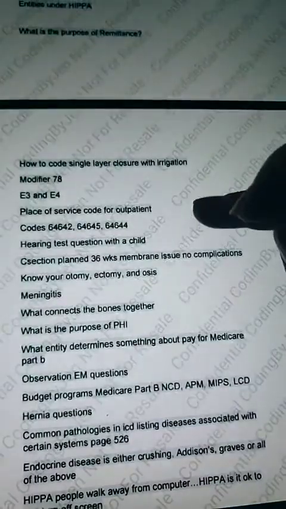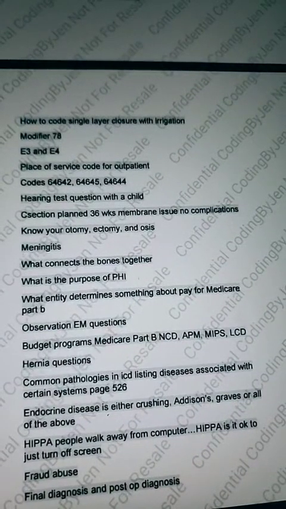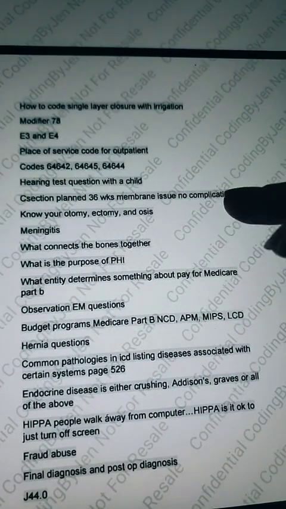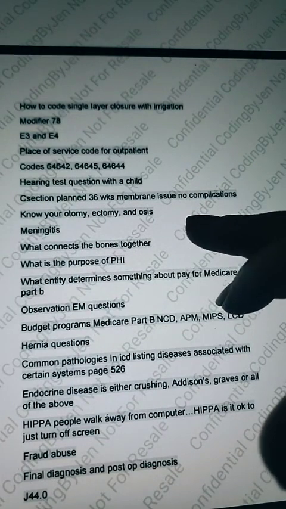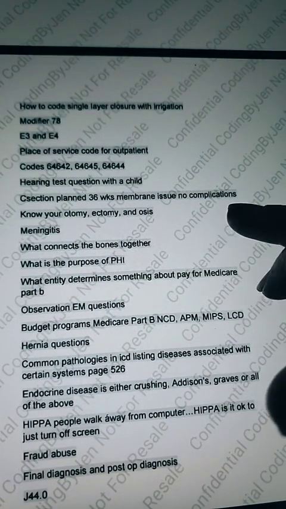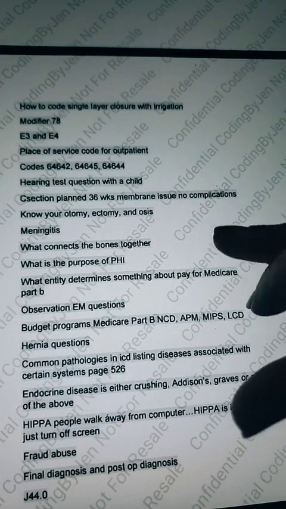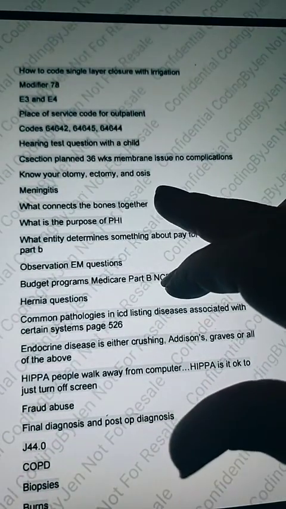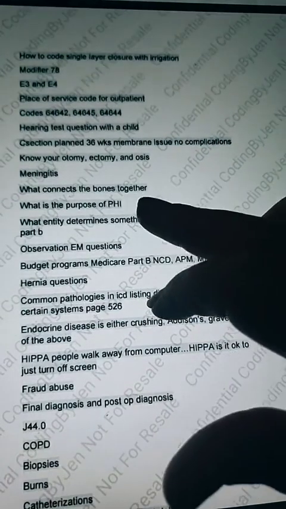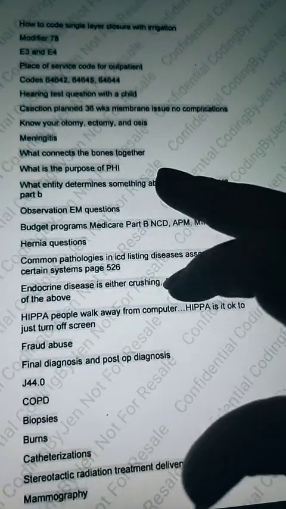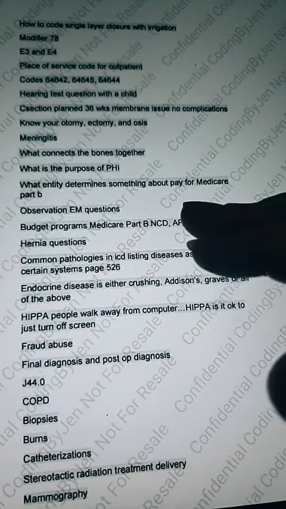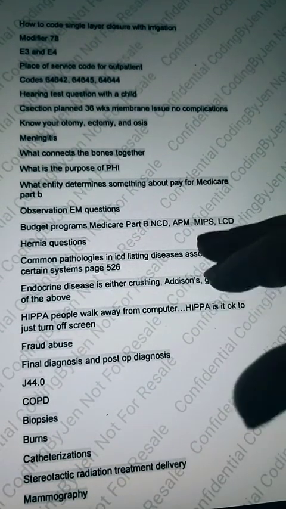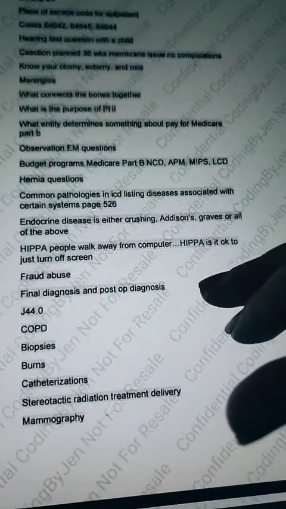More eye modifiers. Hearing test with a child will be in the medicine section in the back of the book. C-section at 36 weeks, membrane issue, no complication. Know your otomies, ectomies, and osis, meningitis. What connects bones together? Is it the tendons? Is it muscle? What holds all that together?